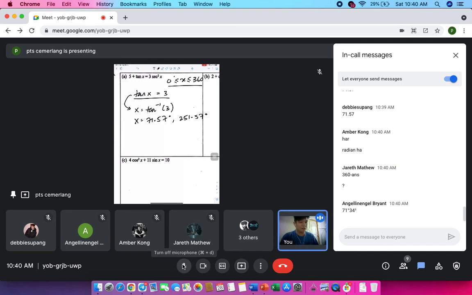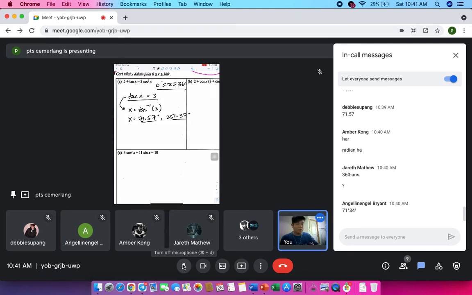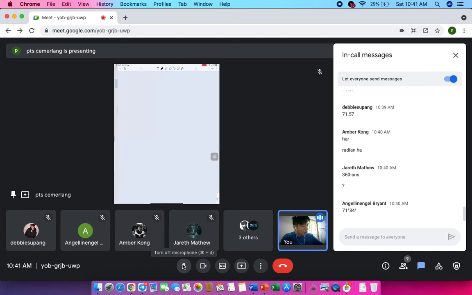Okay, listen carefully. That's why I don't want to jump into the example straight away. I give the simple one first. So listen carefully. How do I get these two answers? Alright, listen. When we talk about sine, cos, and tangent, we always have to consider the quadrant. Let's say I do it outside first. I just talk about the simple one first.